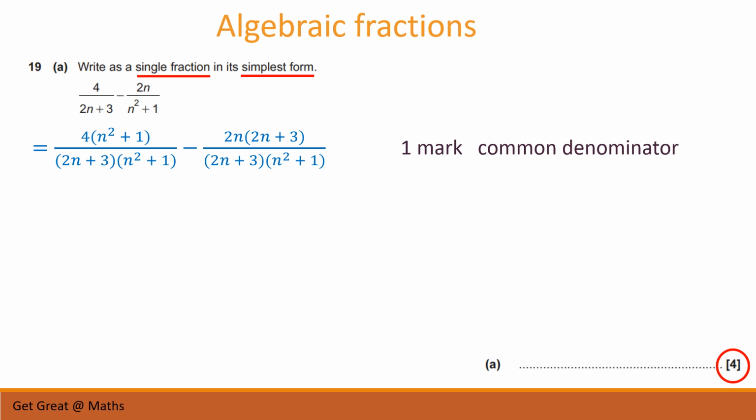I'm then going to take the bottom left, which is 2n plus 3, and I'm going to multiply that by the top right, which is 2n. By doing that, here I can see that the 2n plus 3's will cancel, leaving me with the original fraction 2n over n squared plus 1.